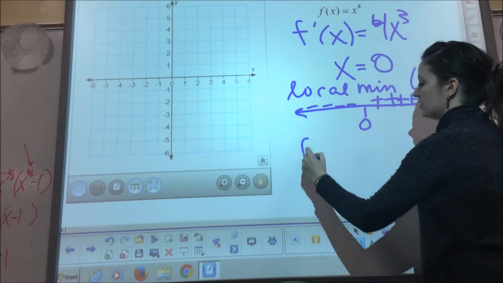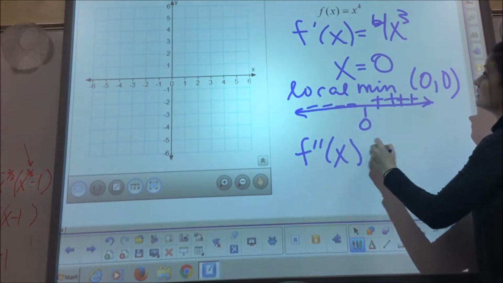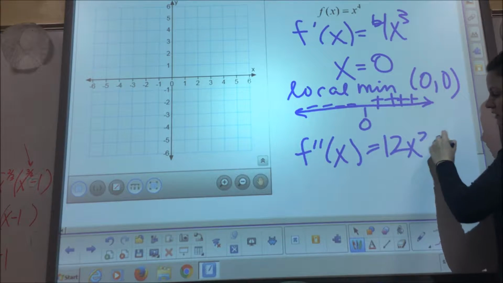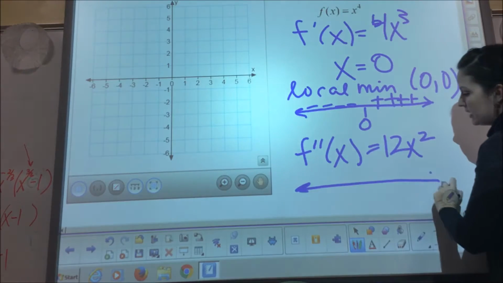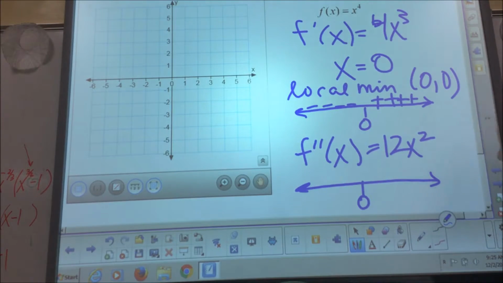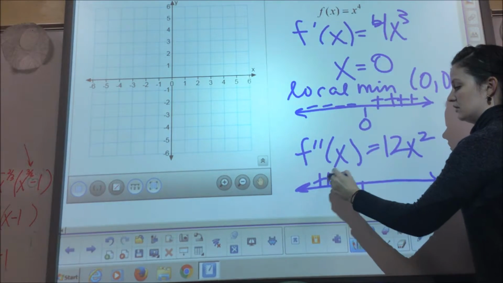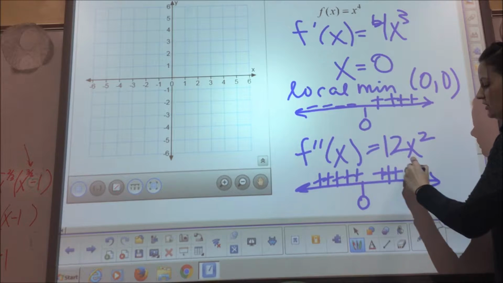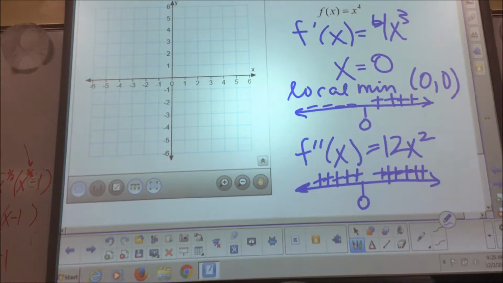Okay, so let's look at the second derivative. So taking our first derivative, it's going to be 12x squared. So the same, we have an important point at 0. When x is negative, what's the sign? Shukai? Positive. When x is positive, what's the sign? Michael? Positive. All right, so our special case.